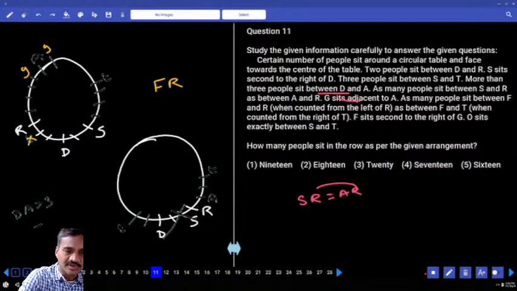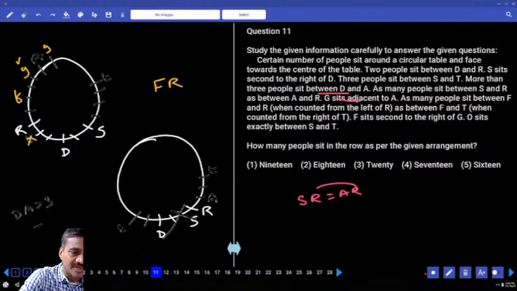Then F and R equals R and T. Now here in this one, T is here; 1, 2, 3, 4, 5, 6 persons were there. And F sits second to the right of G. Now if you take G here, then F will be here.